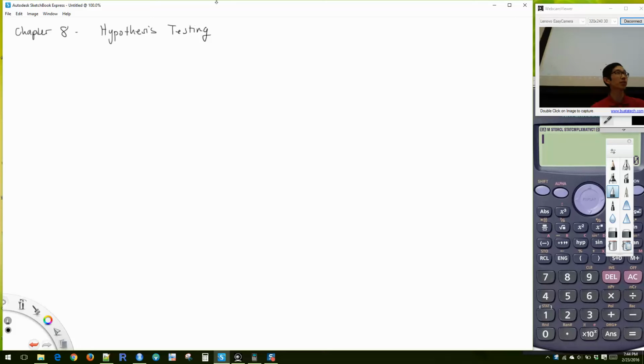Just in case you're curious, if you have the second edition of the textbook, we are skipping section 7.5. We've covered up through section 7.4 in chapter 7, but we are skipping section 7.5.